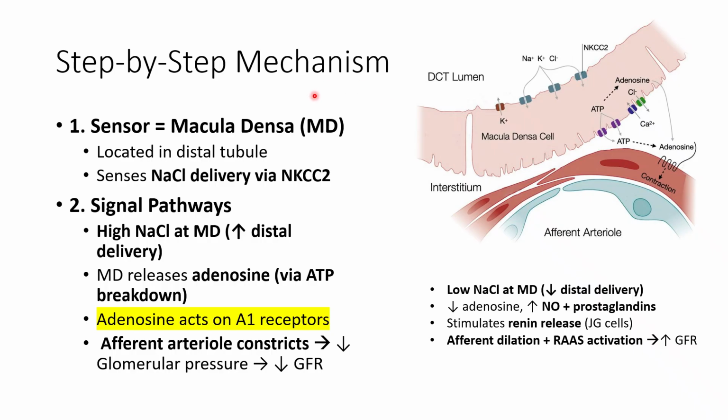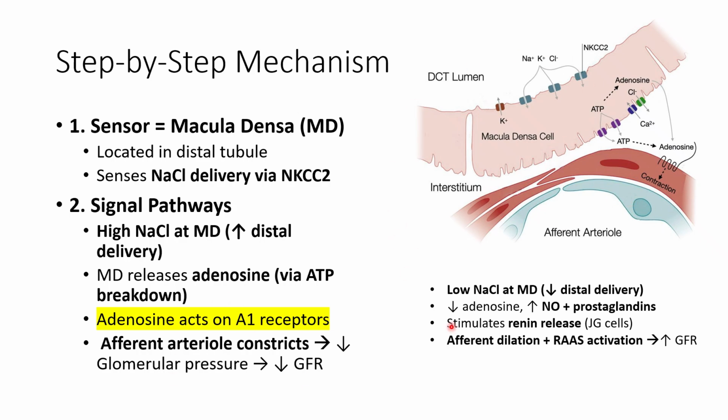So basically, how does it act step by step? First, the sensor is in the macula densa. This is the lumen of the DCT. These are specialized macula densa cells. They have this NKCC2 transporter, and it senses the solute load. In case the solute load is high, let's say the NaCl coming at this point is high, it will lead to release of adenosine by breakdown from ATP. Now this adenosine will go and act on A1 receptors on the afferent arteriole. That will lead to constriction of the afferent arteriole, decreasing GFR.